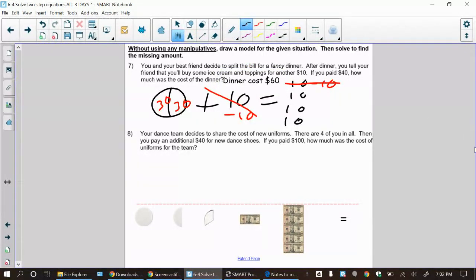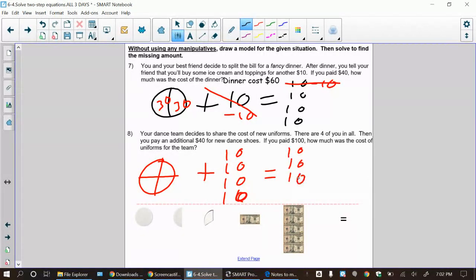Your dance team decides to share the cost of new uniforms. There are 4 of you in all. So we have our little circle with 4 sections. Then you paid an additional $40, 10, 20, 30, 40. If you paid $100, how much was the cost of the uniforms? Okay, so we have 1, 2, 3, 4, 5, 6, 7, 8, 9, and 10.